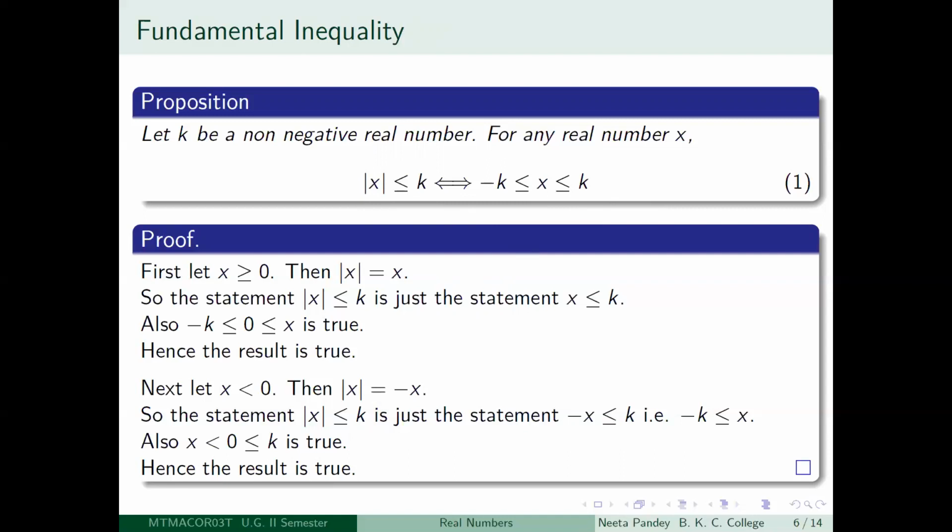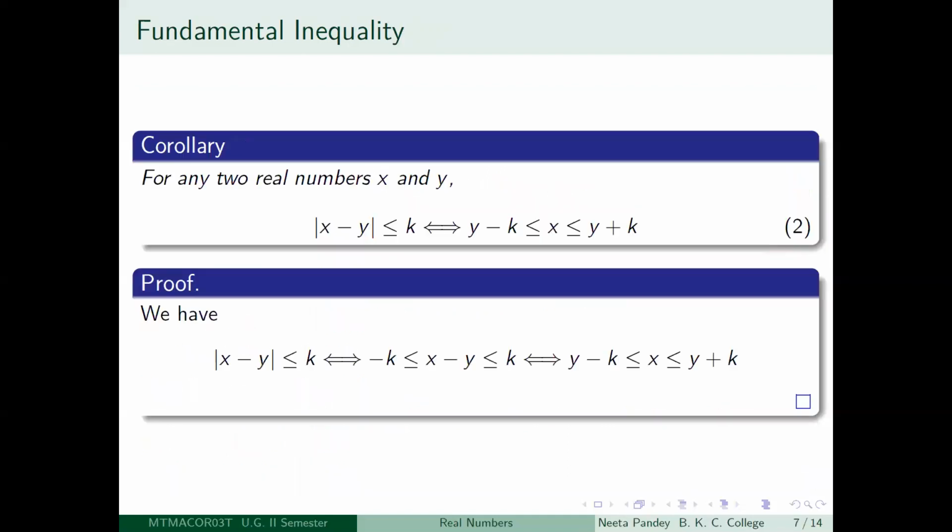So you can have another expression for this fundamental inequality. If you take any two real numbers x and y, I have not bothered about writing k greater than or equal to 0 here, but mod x minus y is always greater than or equal to 0. So if I write such a thing, that means automatically k is greater than or equal to 0. So for any two real numbers x and y, mod x minus y is less than or equal to k if and only if y minus k is less than or equal to x is less than or equal to y plus k.